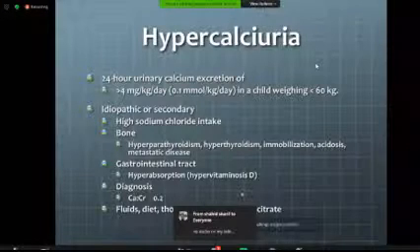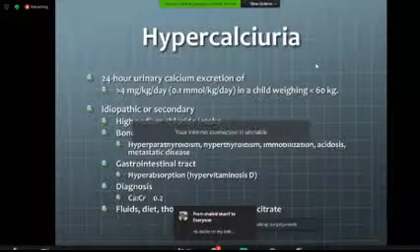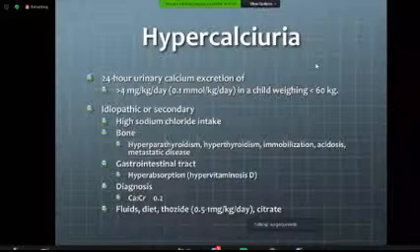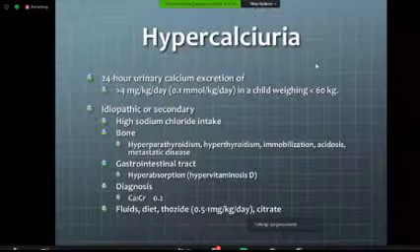Now, once you have identified that there is hypercalciuria, the treatment is obviously of the cause. But for idiopathic types, increased fluid intake, dietary modification with cutting down on salt, use of thiazide diuretics, and citrate are all useful to prevent calcium oxalate stone formation.